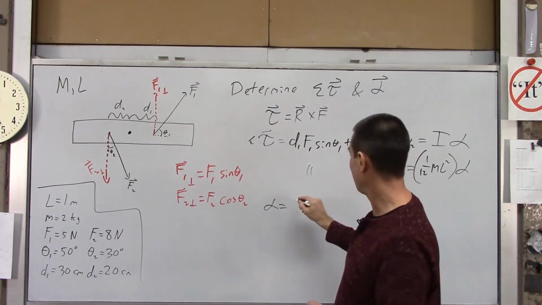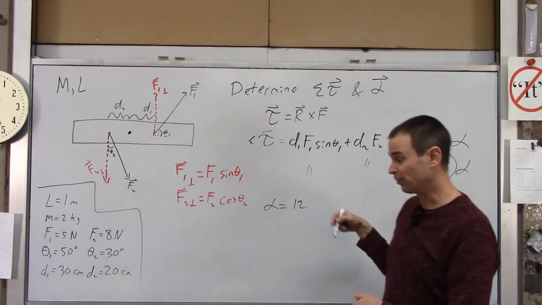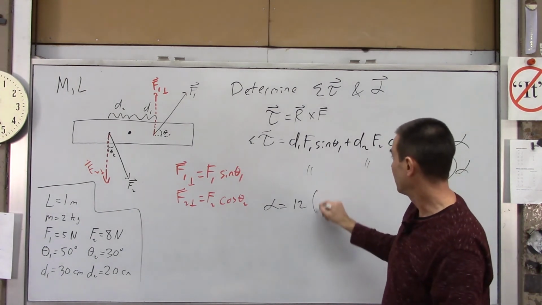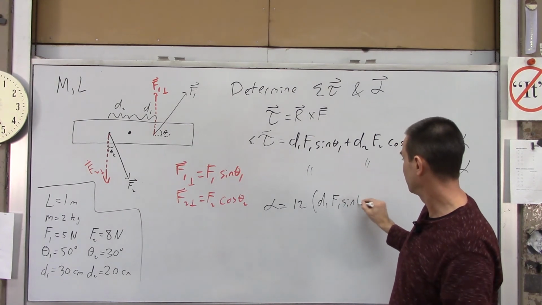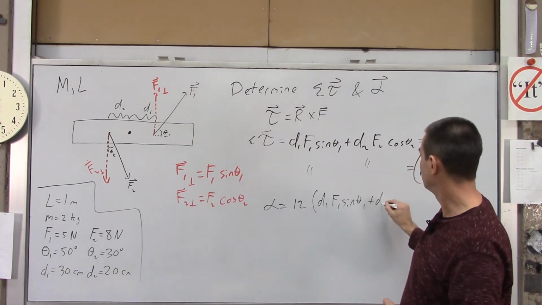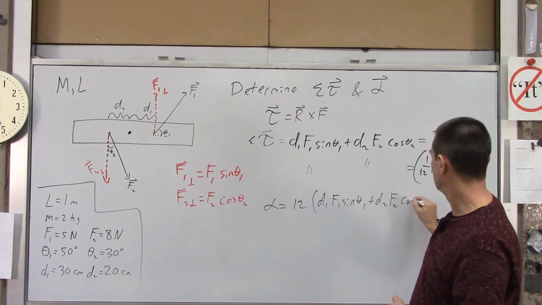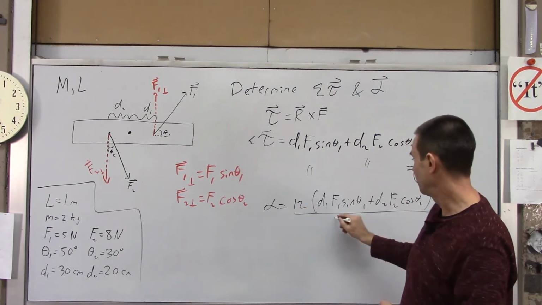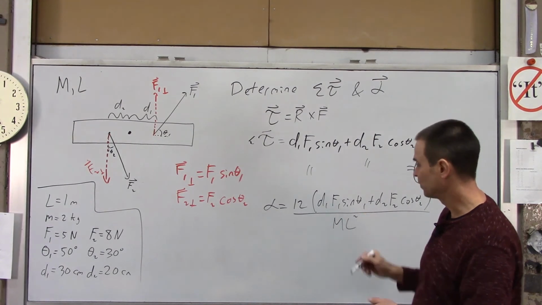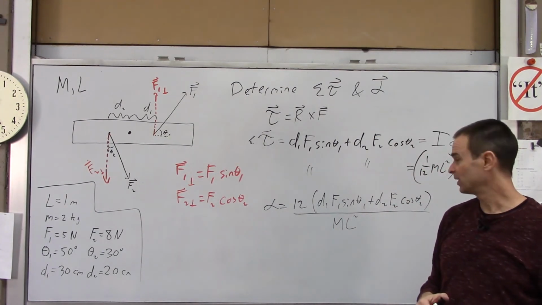You'd have a 12 up here in the numerator, because that's your 1/12. You flip it over, it's 12. You have all that, so you've got d1 f1 sine theta 1 plus d2 f2 cosine theta 2, all over ml squared. So that's your angular acceleration of the rod.